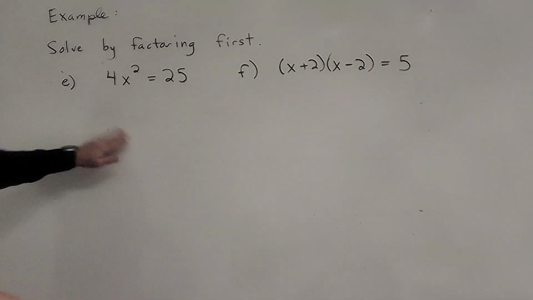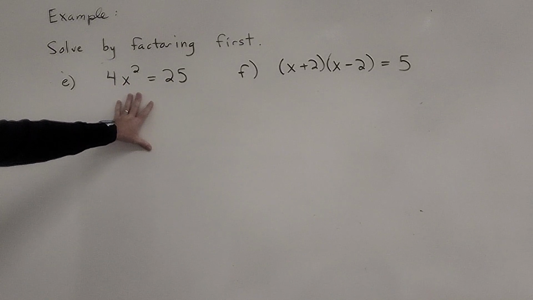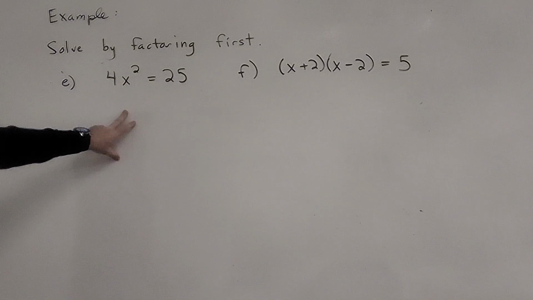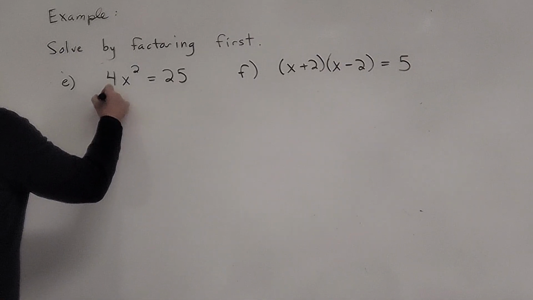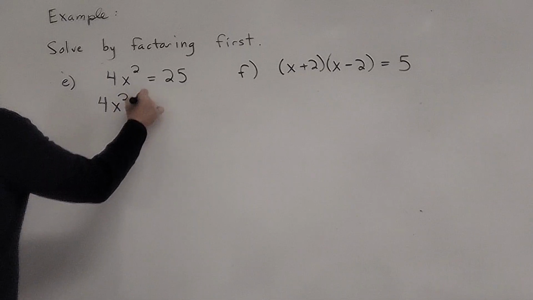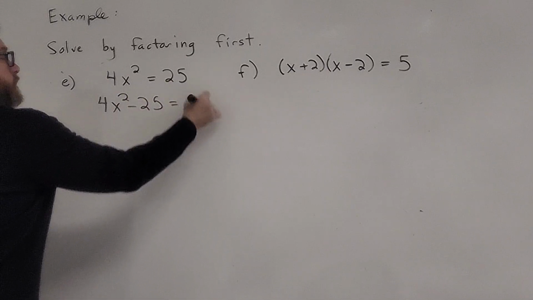All right, so I'm going to solve this. Notice that it's a quadratic equation because we have an x squared in here. So it means they're more useful when they're equal to 0, so that we can factor. So sending the 25 to the other side, I have 4x squared minus 25 is equal to 0.